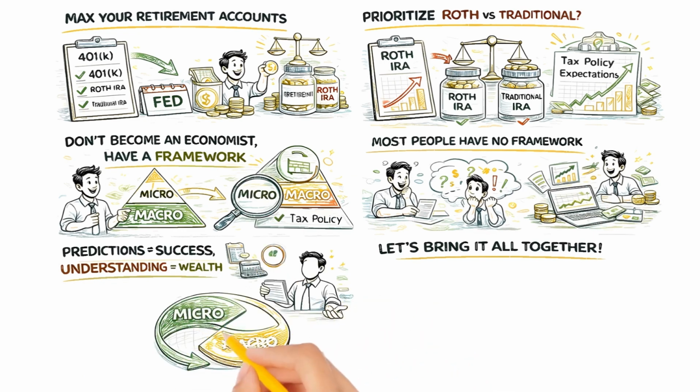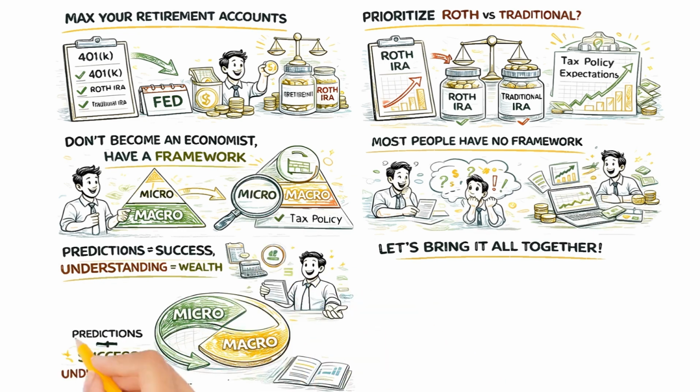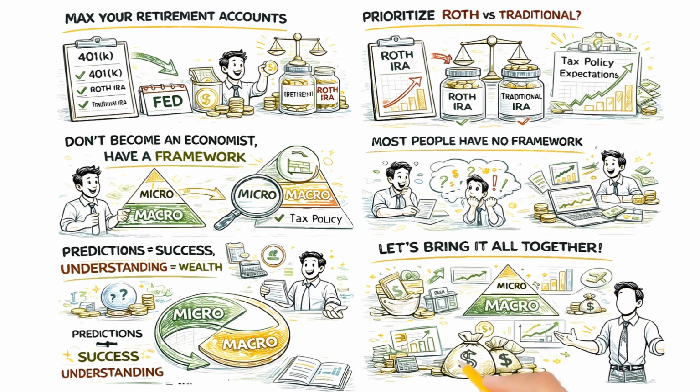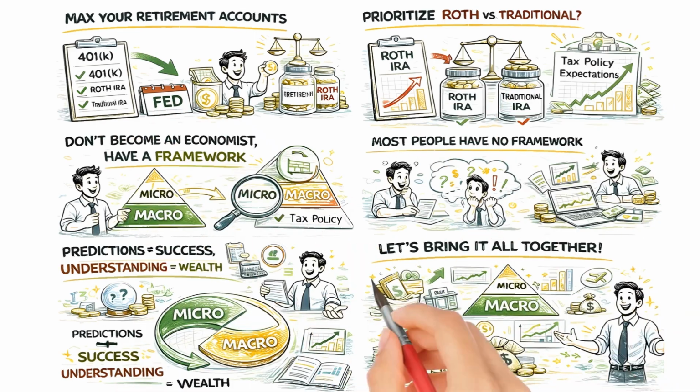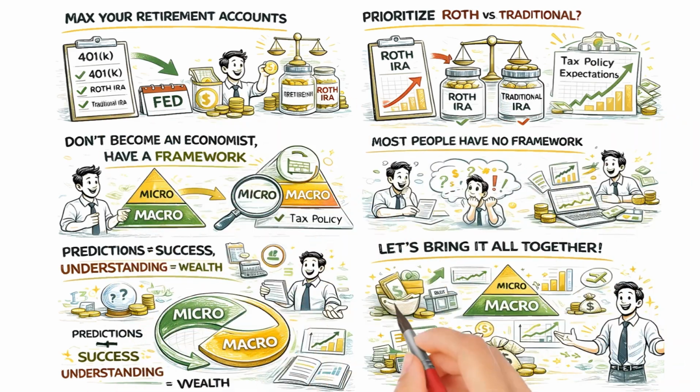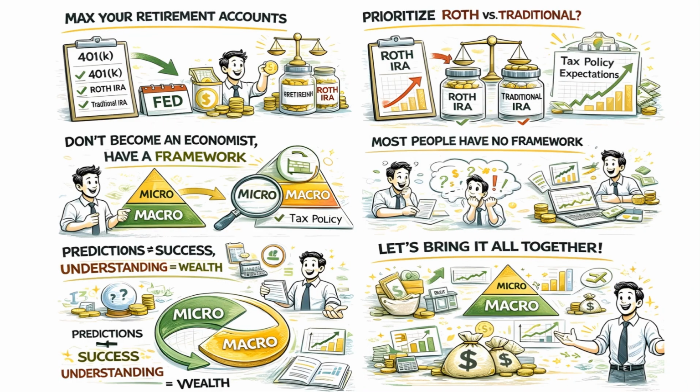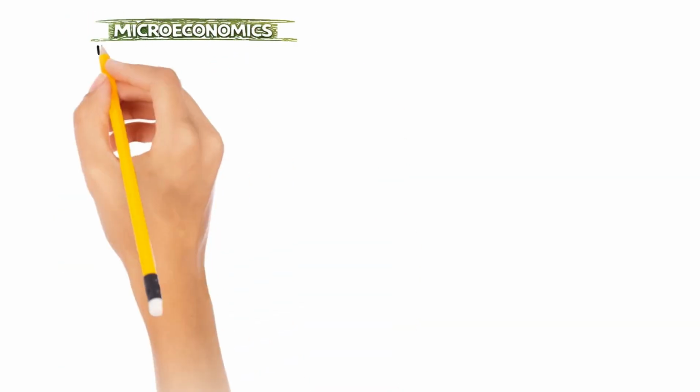The point is not to become an economist. The point is to have a basic framework for understanding how the economy works and how it affects your money. Most people have no framework. They just react emotionally to whatever's happening. You don't need to predict the future. You just need to understand the present better. And that understanding comes from knowing the difference between micro and macroeconomics and how they interact. Let's bring it all together.